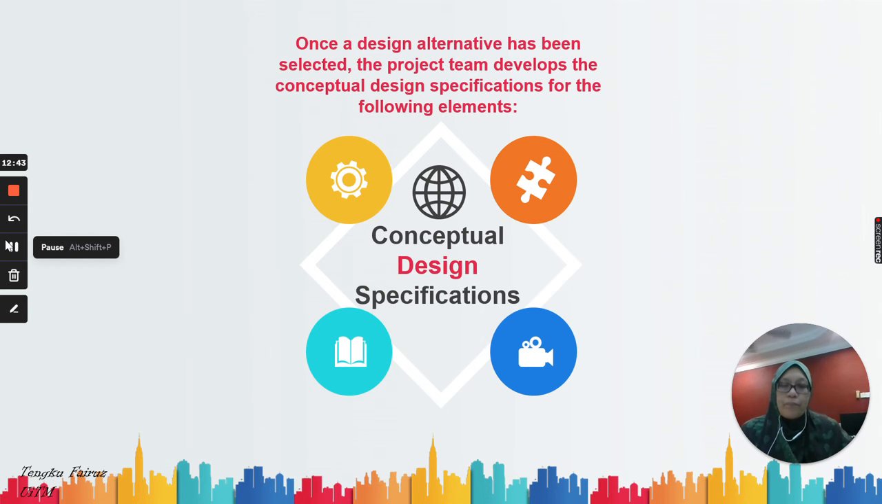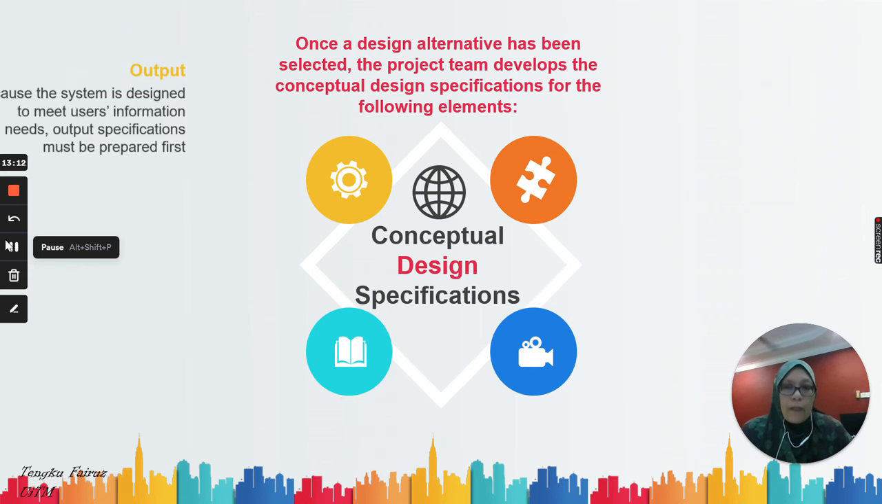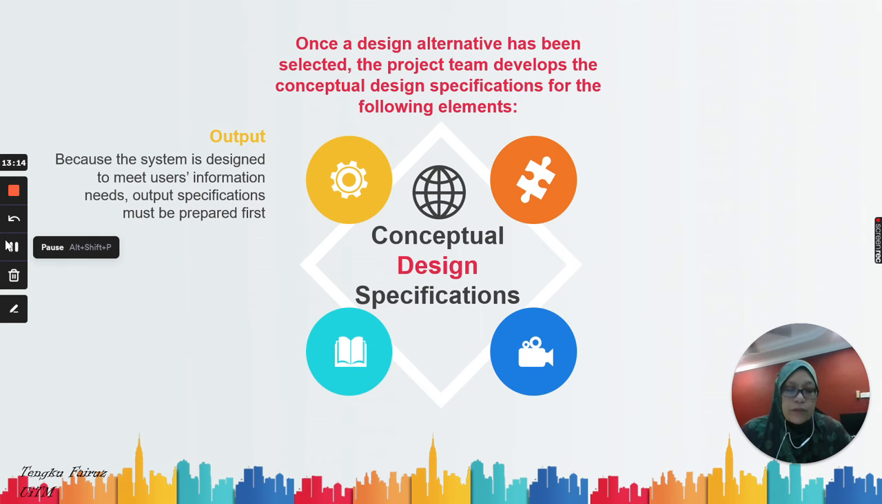Then the second step is to prepare the design specification. Okay, so once the design alternative has been selected from the first stage just now, first step tadi, then the project team develops the conceptual design specification. Okay, so dia kena specify lah, kena zahirkan tu design specification ni macam mana. So for example, they have to include semua specification tu ada 4: output, data storage, input, and processing procedure and operation.